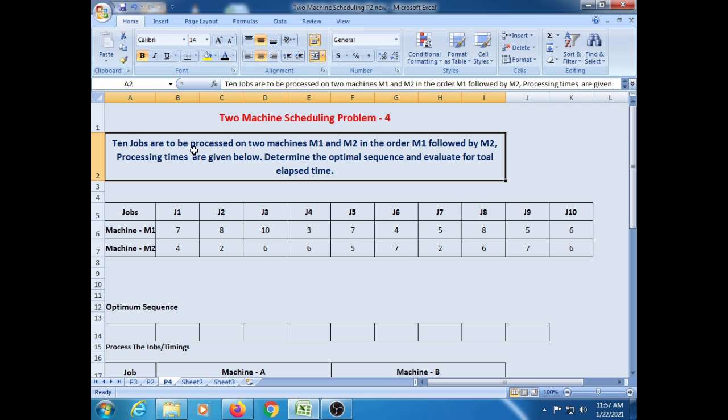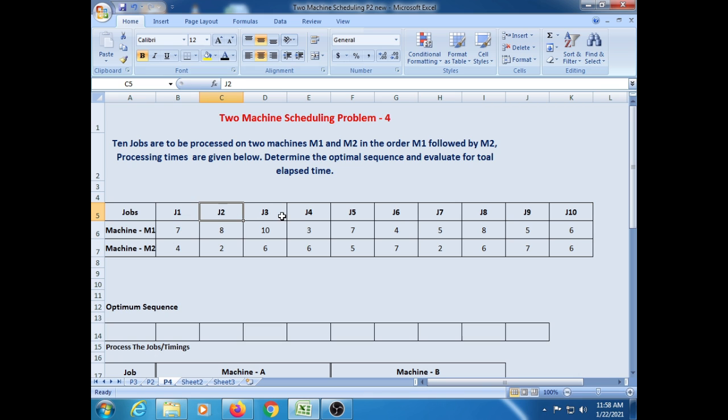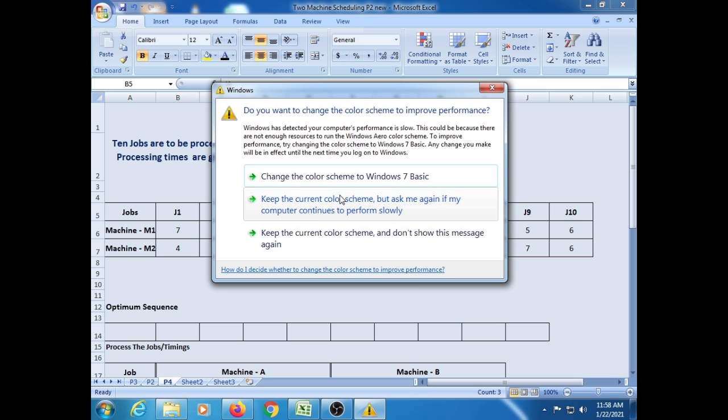So there are 10 jobs. These 10 jobs we have to process on two machines, machine 1 and machine 2, in the order of M1 and M2. Processing times are given below. So these are the processing times of 10 jobs. So job 1, job 2, job 3, up to job 10.